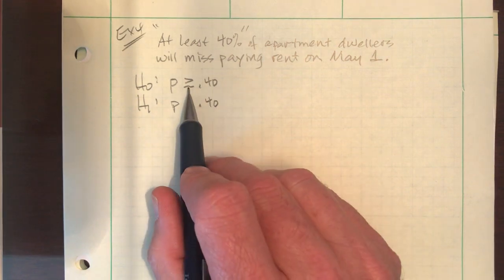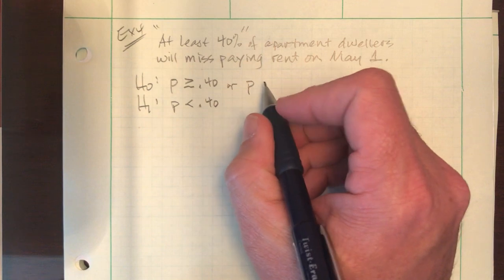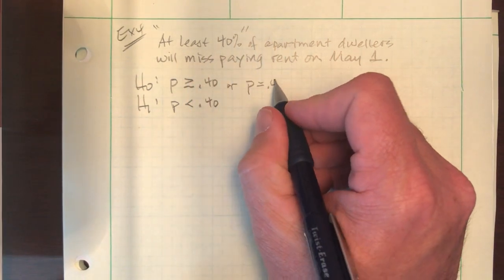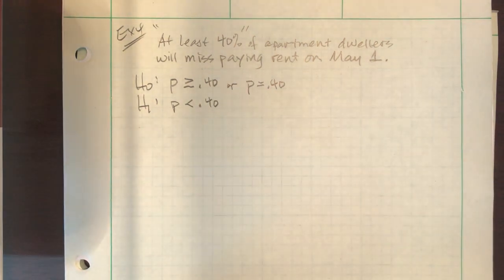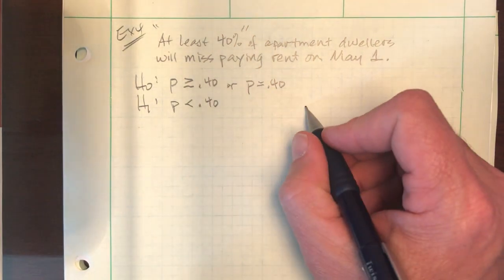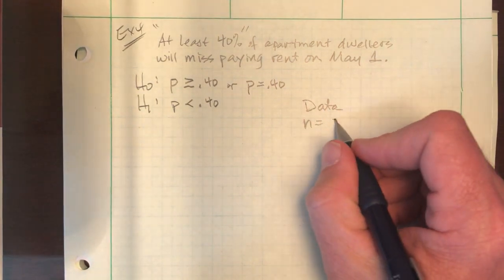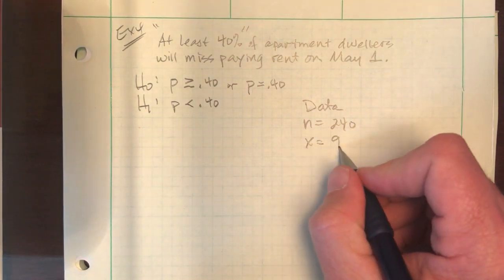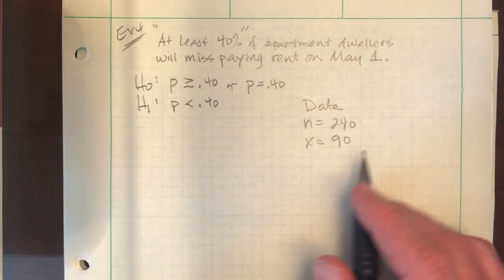Now in your online homework, I just want to remind you that it's also okay, even though it says at least 40, to get away with just saying p equals 0.40. And my alternative is still less than 0.40. So here comes my data. What happened? A survey of 240 people. Of them, 90 will say they're going to miss their May 1st rent payment.